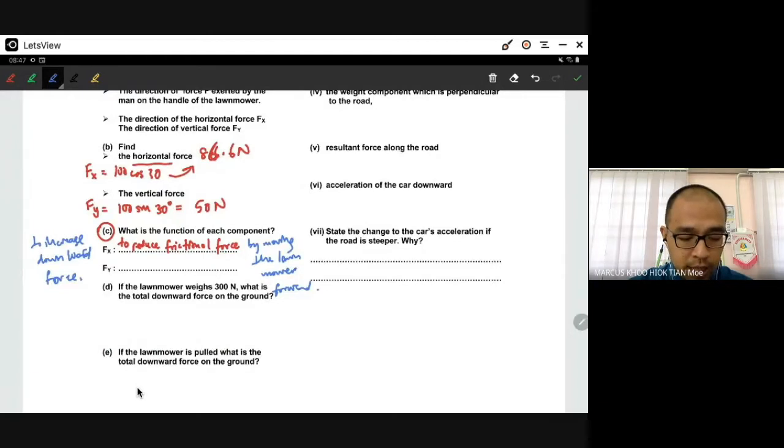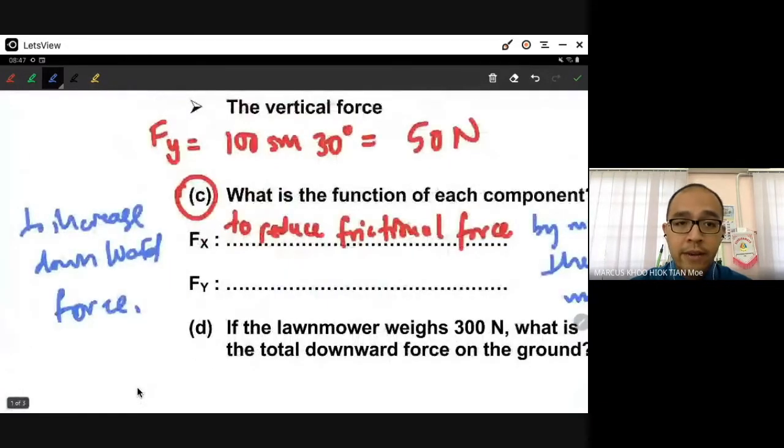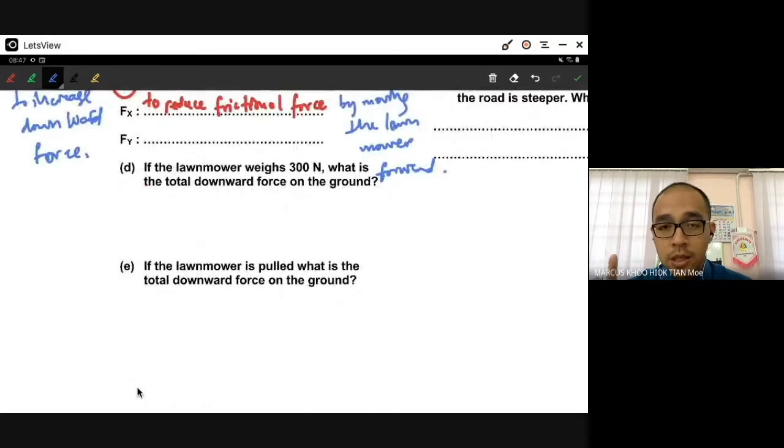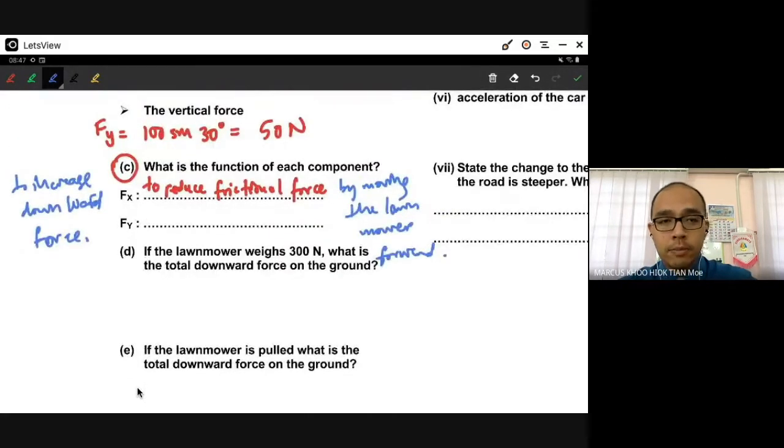Sorry if you can't see it, let me zoom in for you, my ugly handwriting. Okay, to increase the downward force. Now, if the lawnmower weighs 300 newtons, what is the total downward force on the ground? Elijah, since you already answered just now, can you answer D also? What is the total downward force on the ground?